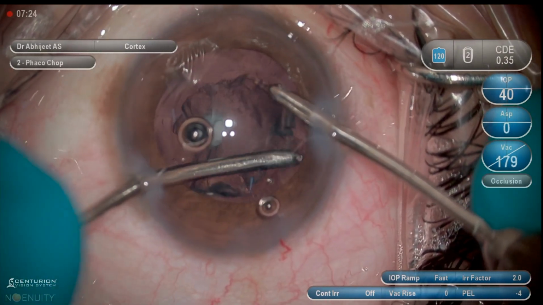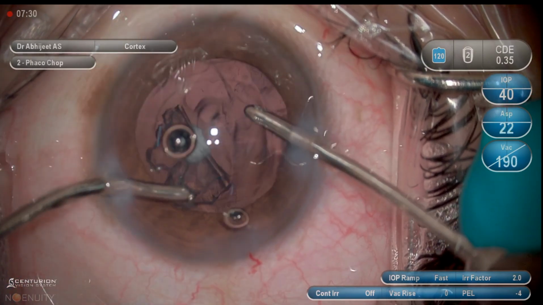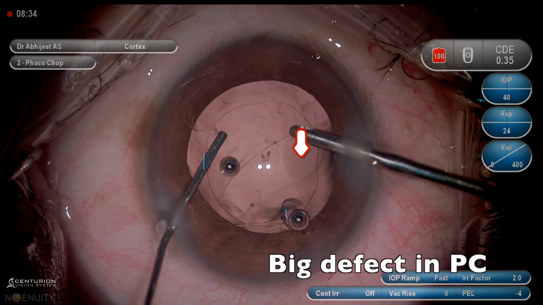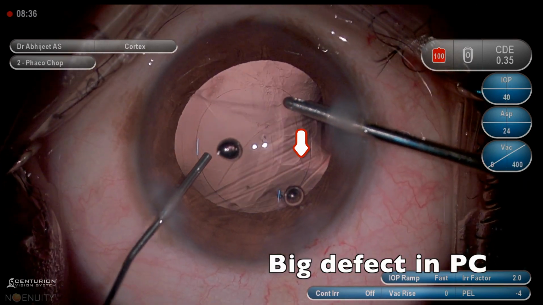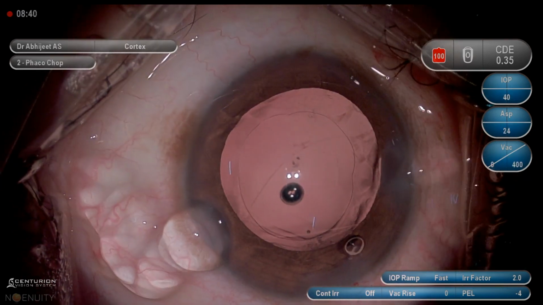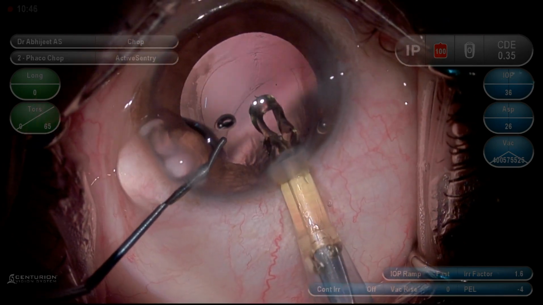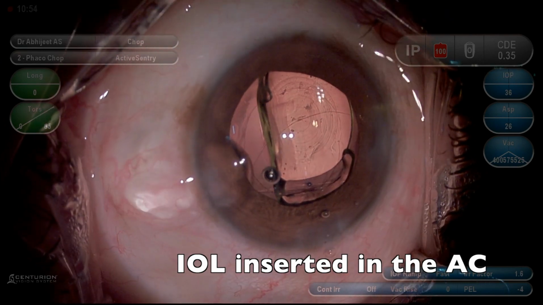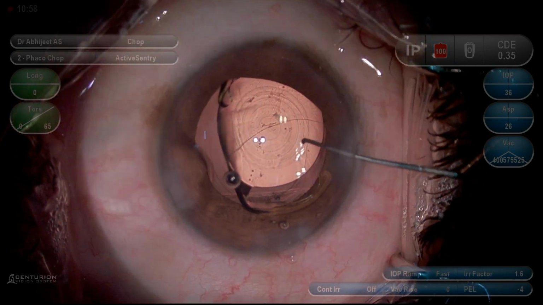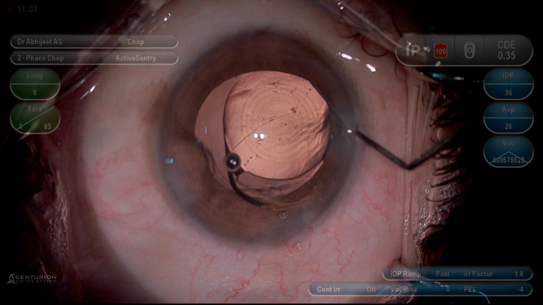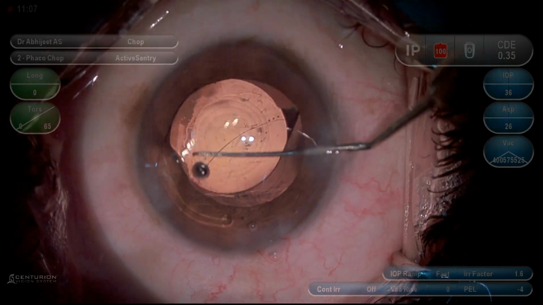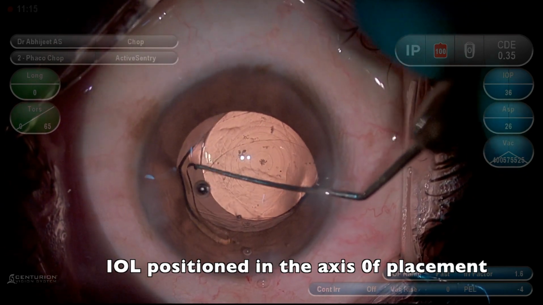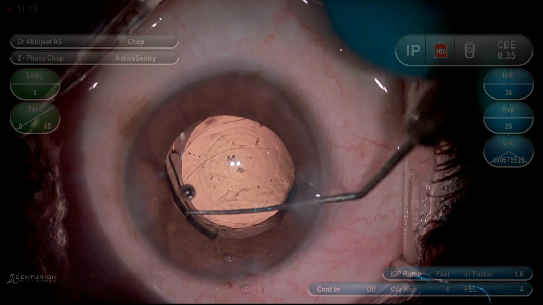But this is where the unpredictable nature of a posterior polar cataract is seen. You can see that the entire half of the PC is absent. Now this is a patient with a Panoptix to be put, a Panoptix Toric. Now we've already seen the axis and decided which axis it is to be put in, and in roughly that direction we rotate the IOL and then start manipulating.